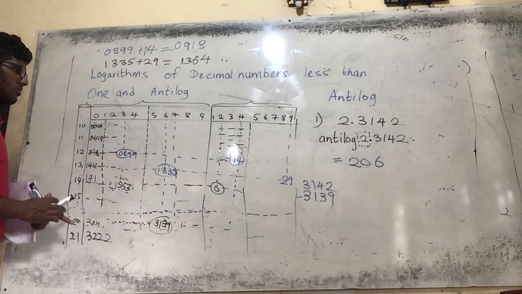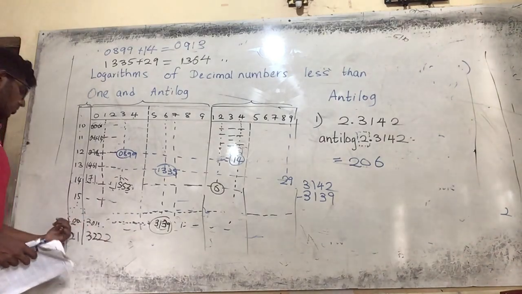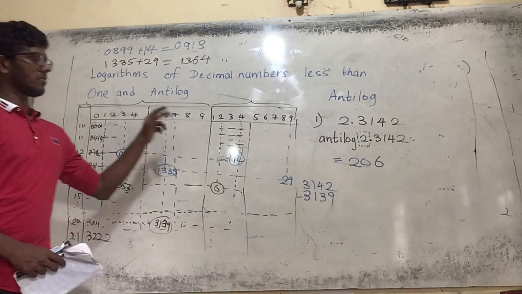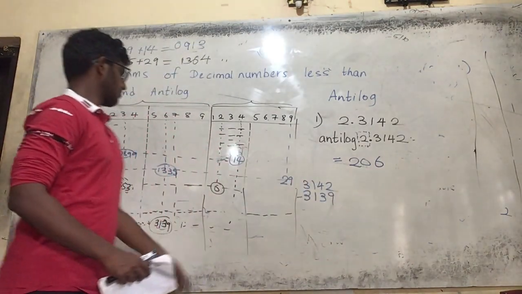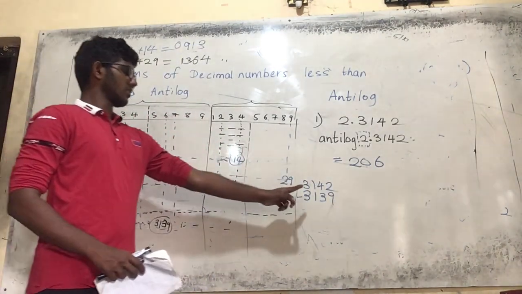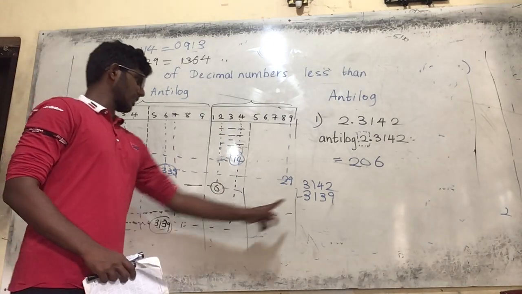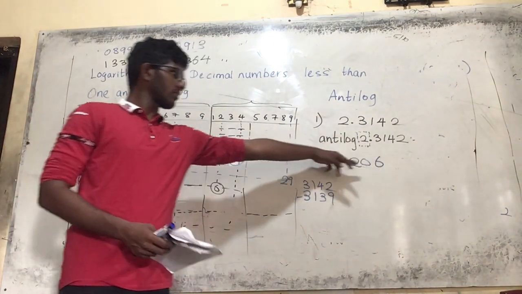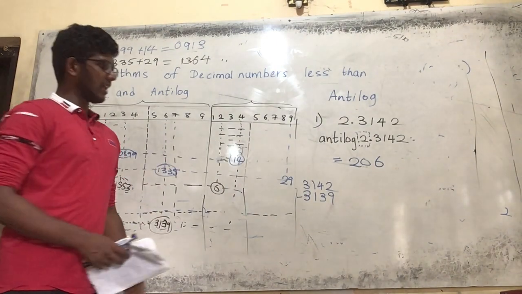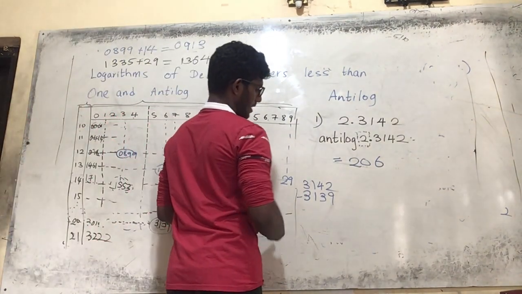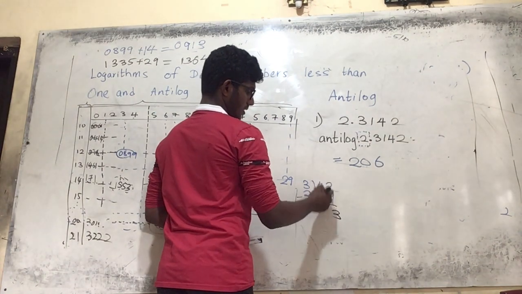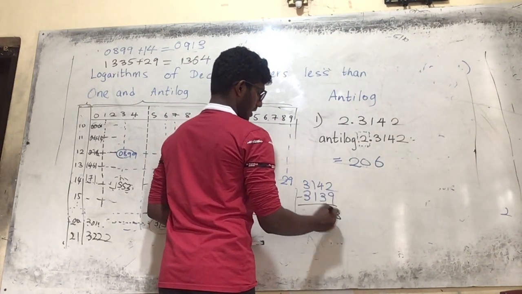So what did we do? Row corresponding to it we wrote here, column corresponding to it we wrote here, value corresponding to it we wrote here, that value, right? Then I wrote this value. Then I am going to subtract. When I subtract, the answer is 3.